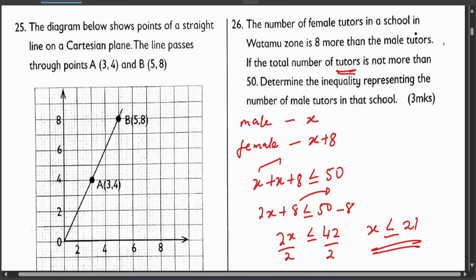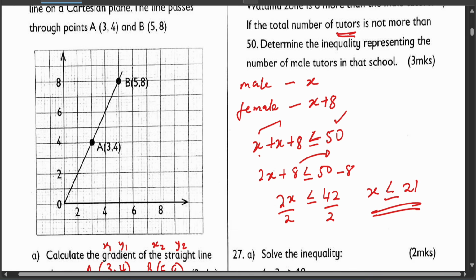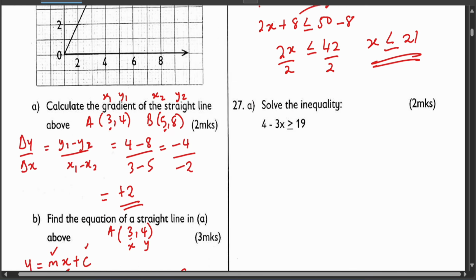Remember, again I'm repeating, the sum of the male and female tutors should not be more than 50. It means either it is 50 or it is less than that. So that's why I have written less or equal. But now I'm finding the x value. So that's why I rearrange, 8 moved to the other side and became negative 8. 50 minus 8 is 42. Then your x plus x gives 2x, you divide by 2, divide by 2 to give you 21. So x is less or equal to 21.